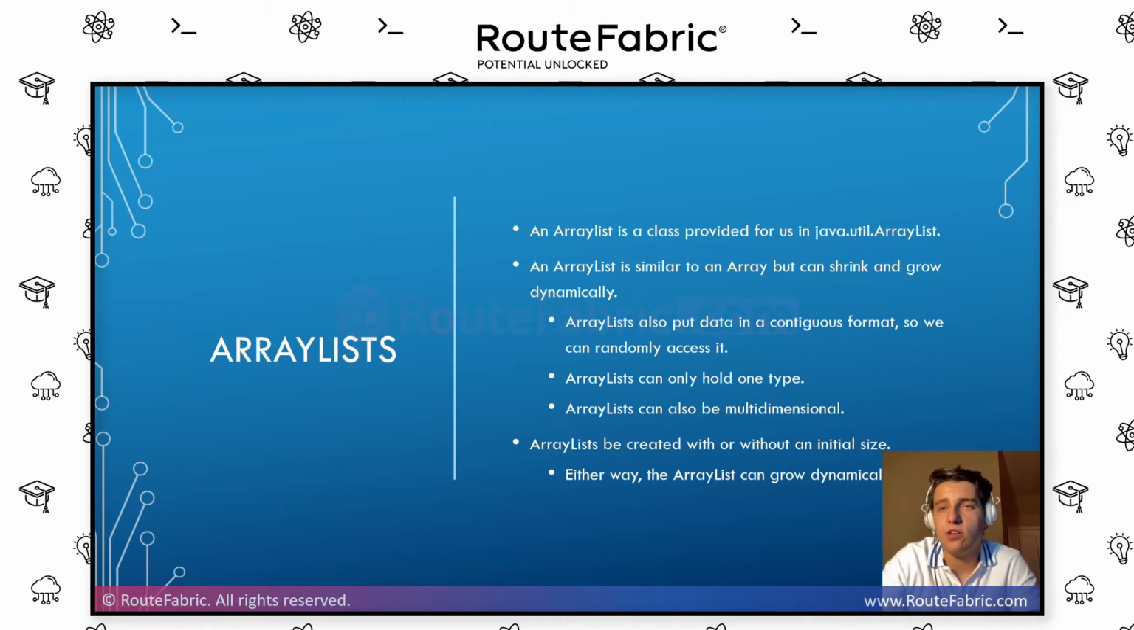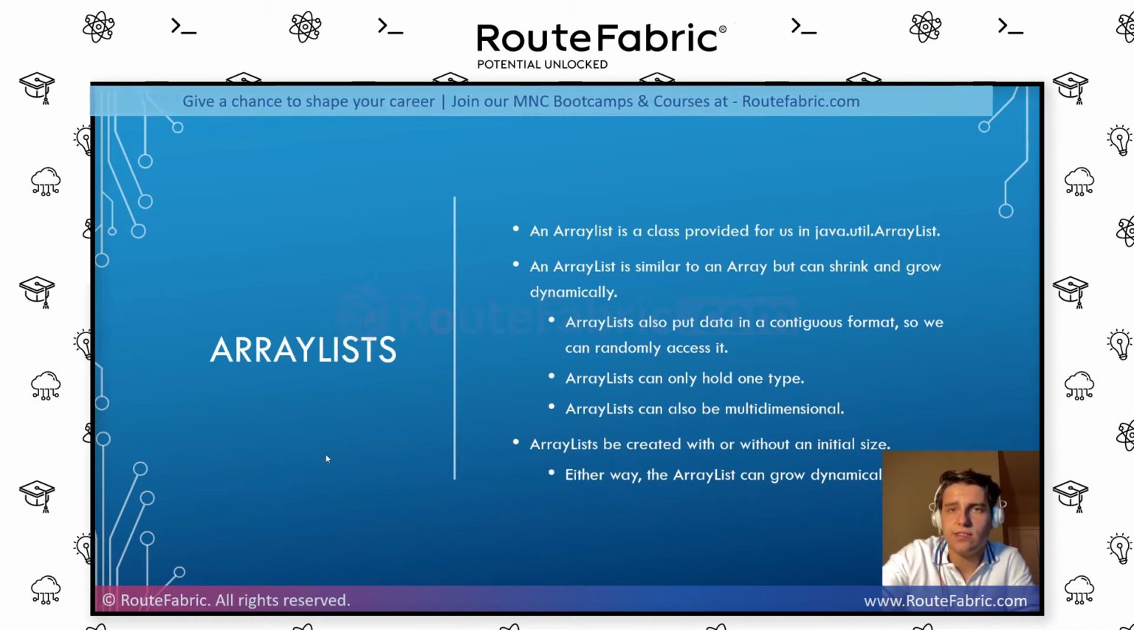Array lists can also only hold one type, and we have to specify the type. And array lists can also be multidimensional because you can make array lists of array lists. So if you want to, you could have multidimensional array lists. Also, just a little note: array lists can be created with or without an initial size. We can create an array list with an initial size of 5, if we think we're only really going to be using 5 elements. And if we end up needing more, it'll grow dynamically.